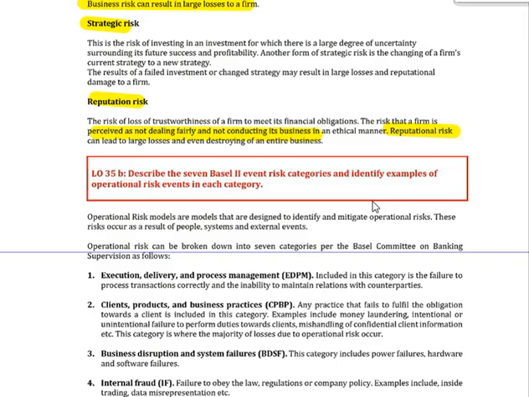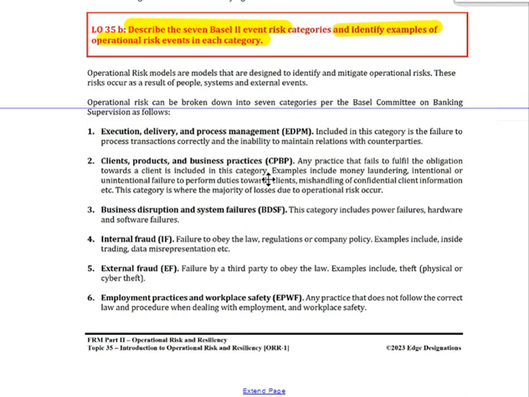Learning outcome: describe the 7 Basel II event risk categories and identify examples of op risk events in each category. This is quite important, that we know these categories quite well. Op risk can be broken down into 7 categories per the BCBS, the Basel Committee on Banking Supervision. Number 1 is what we call EDPM, execution, delivery, and process management. In other words, failure to process transactions correctly or inability to maintain relations with counterparties.